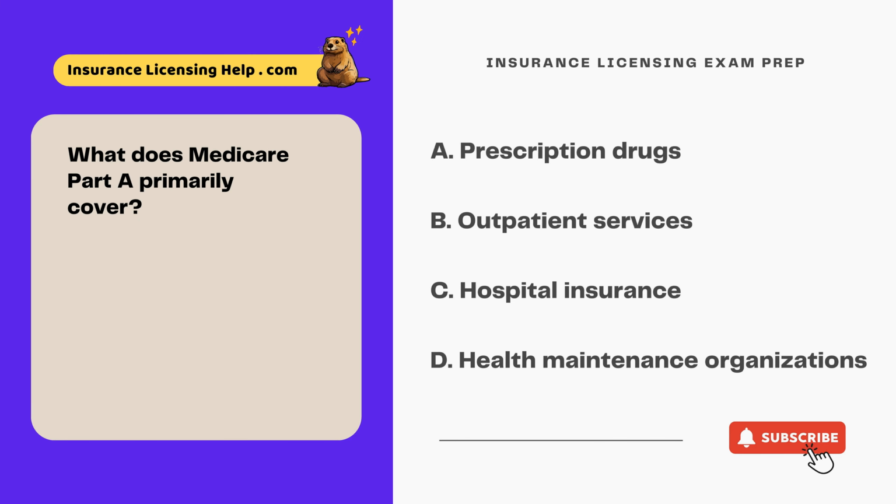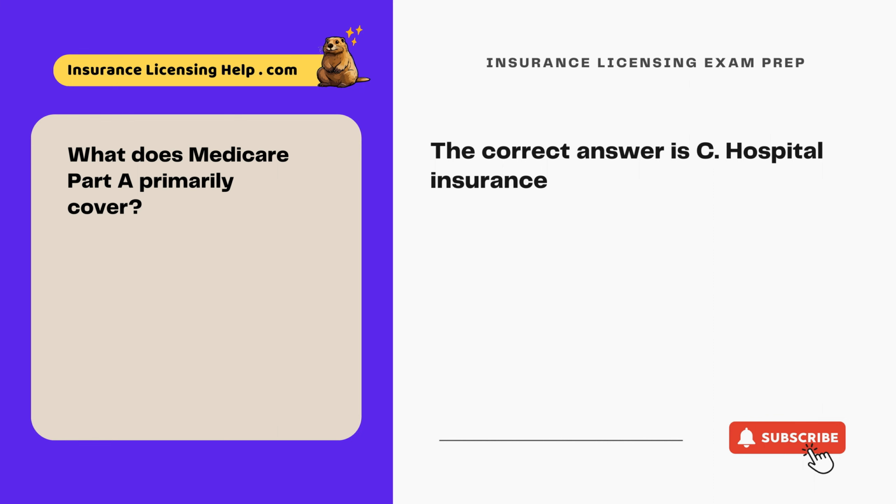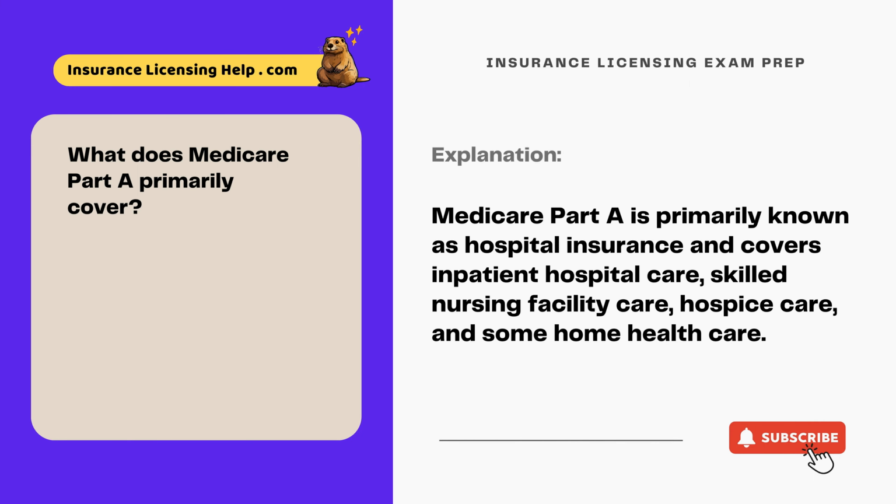What does Medicare Part A primarily cover? A. Prescription drugs. B. Outpatient services. C. Hospital insurance. D. Health maintenance organizations. The correct answer is C. Hospital insurance. Medicare Part A is primarily known as hospital insurance and covers inpatient hospital care, skilled nursing facility care, hospice care, and some home health care.